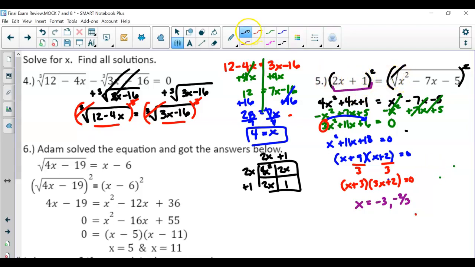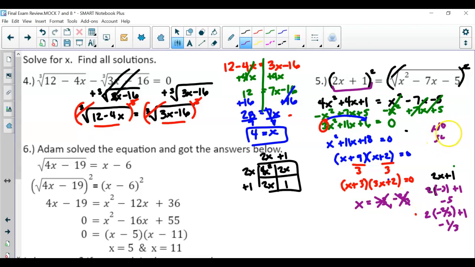So here we are going to use that 2x plus 1 and substitute to check. So I've got 2 times negative 3 plus 1. Well, that's going to give you negative 5. So negative 3 is extraneous. So now we're going to substitute negative 2/3. So 2 times negative 2/3 plus 1. So now you end up with negative 1/3. Well, still negative. So if both are extraneous, then what do we end up with?